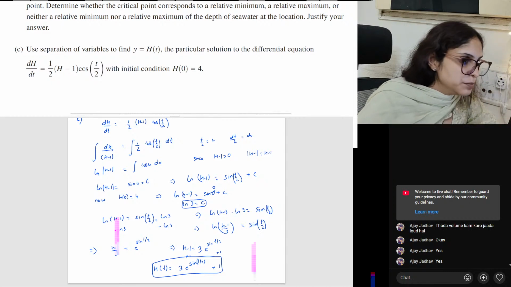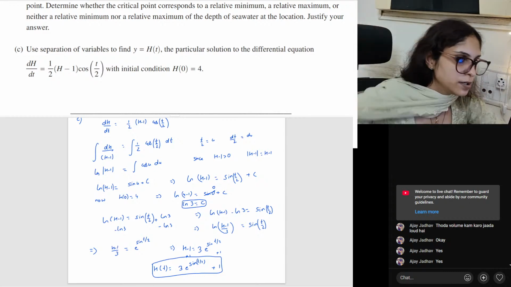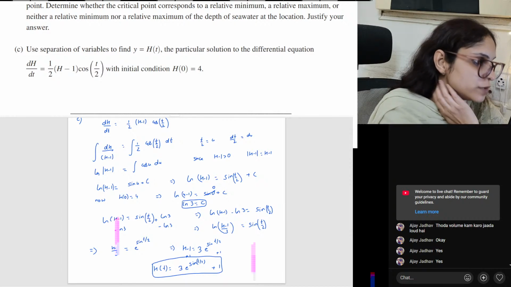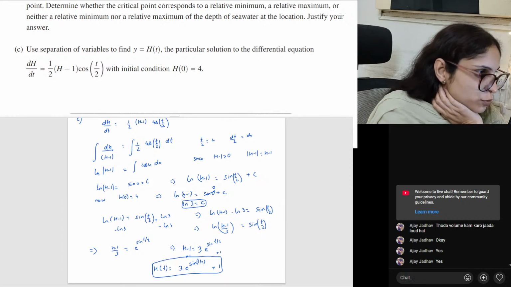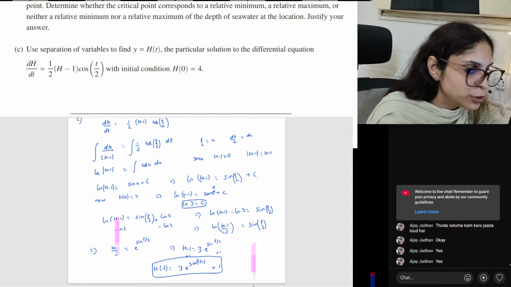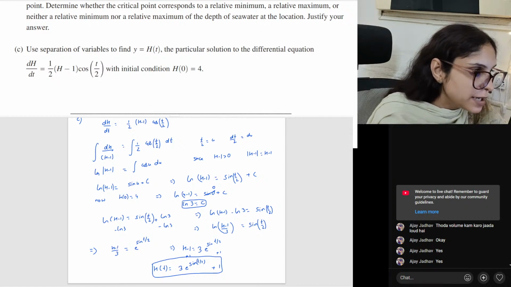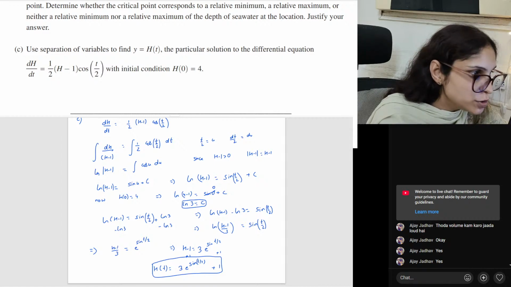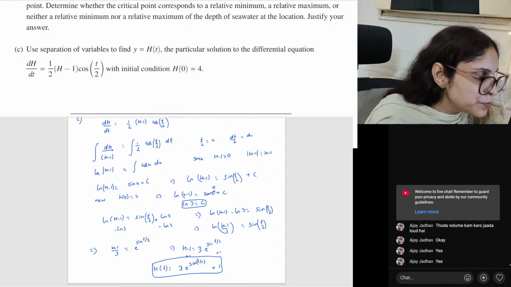So this is the entire part C: dh over dt is equal to 1/2 (h minus 1) cosine(t over 2). We are integrating dh over (h minus 1) is equal to 1/2 cosine(t over 2) dt. dh over (h minus 1) will simply become ln of the absolute value of h minus 1. Over there, I'm considering t over 2 as u. So dt over 2 will become du. So half times dt is du, and cosine(t over 2) is cosine u. So it has become cosine u du.